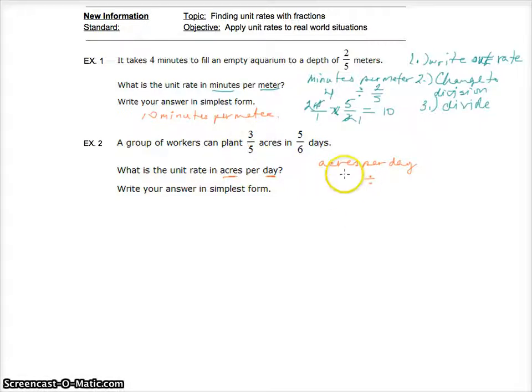So I have 3/5 of an acre divided by 5/6 days. I have to multiply by the reciprocal here, so it becomes 3/5 times 6/5. Multiply straight across, and I end up with 18/25. But that's not just my answer. I have to write it in terms of acres per day. So my answer is 18/25 acres per day.